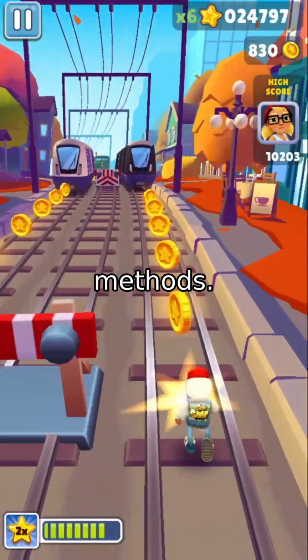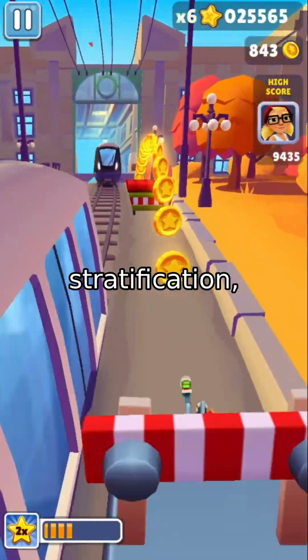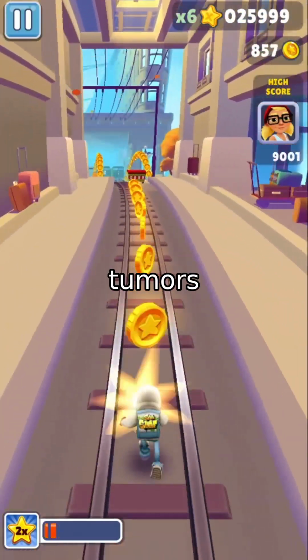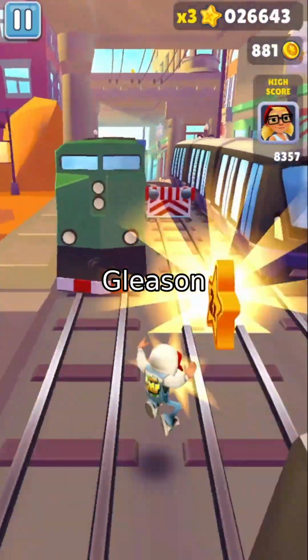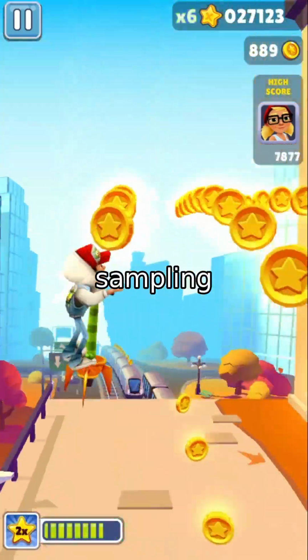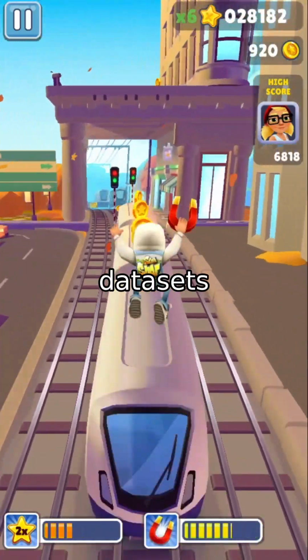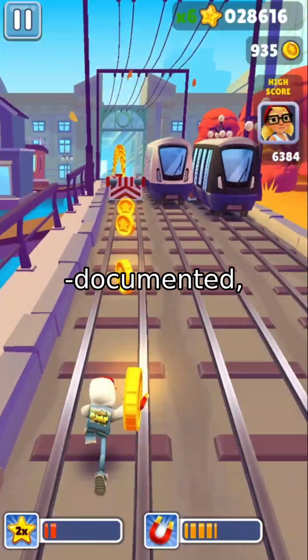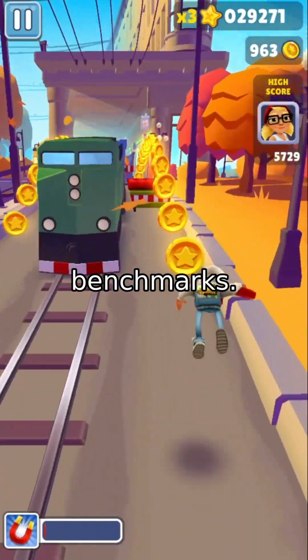and segmentation methods. The second case: prostate cancer, PCa. Here, the goal is risk stratification, distinguishing low-risk from high-risk tumors based on PSMA PET-CT scans. Traditionally, this relies on the Gleason score, but it's limited by biopsy sampling bias. Radiomics offers a non-invasive alternative. Both datasets are publicly available, well-documented, and have been used in prior studies with rigorous validation protocols, making them ideal benchmarks.